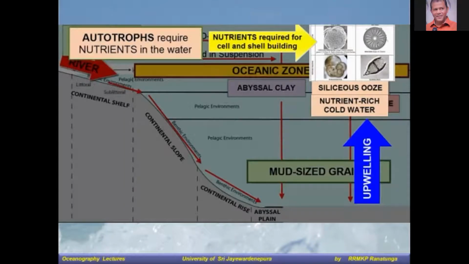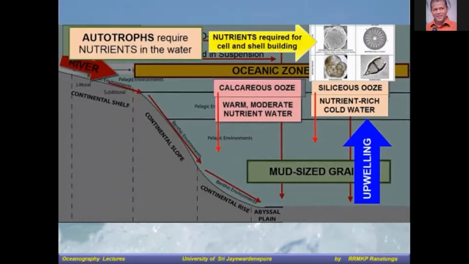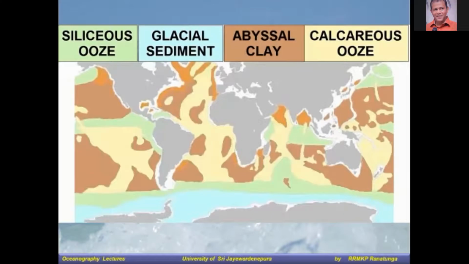All autotrophs require that the water have nutrients. Heterotrophs get their cell-building and shell-building nutrients from their food. Since autotrophs make their own food, they need to get their nutrients from the surrounding water. Silica-shelled autotrophs are adapted to cold, nutrient-rich water, while calcareous-shelled autotrophs tend to prefer warmer waters and don't require as high a nutrient content. So siliceous oozes dominate under areas of upwelling, though some calcareous shells might also be found in these oozes, along with abyssal clays. The siliceous shells dominate.